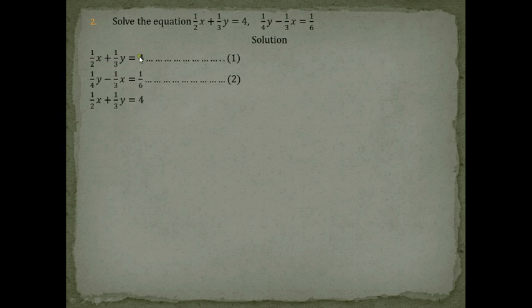So if I take the first one, which is this, I have this. I know that this is still the same thing as this because 1 times x is x over 2, 1 times y is y over 3, and 4 is the same thing as 4 over 1. What will I do? The LCM is what? 6. I multiply all 3 by 6.